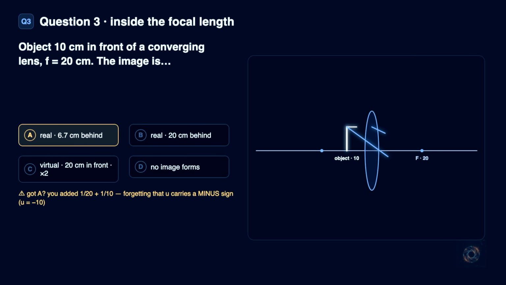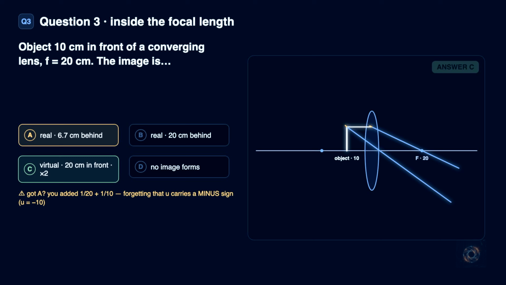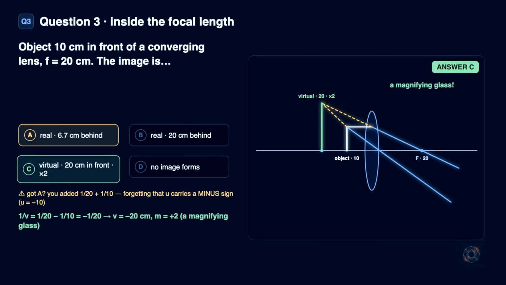Did you get A, 6.7? Then you added 1 over 20 plus 1 over 10, and forgot the sign. Distances to the left are negative, so u is minus 10. Run it again. 1 over v equals 1 over 20 minus 1 over 10, that's minus 1 over 20. So the answer is C. v is minus 20, virtual, same side, upright, and twice as big. You've just built a magnifying glass.